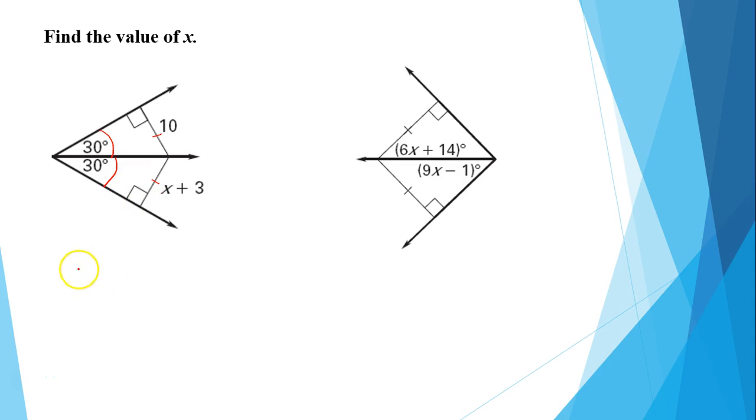So finding x shouldn't be too bad. We just need to set x plus 3 equal to the other segment, 10, and solve for x. So in this case, x is equal to 7.